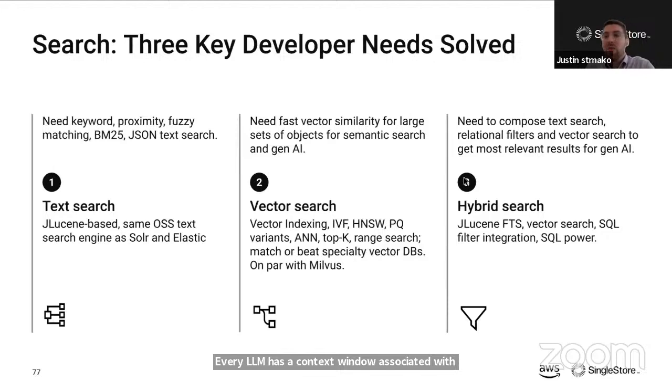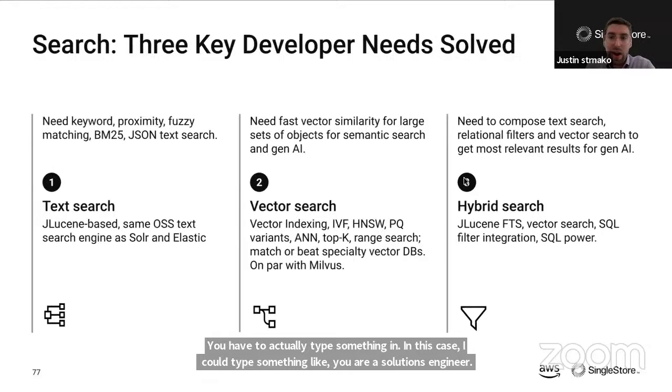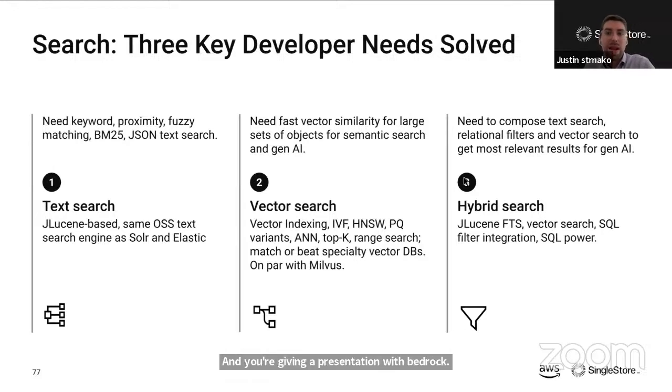And it's the same reason that when you ask an LLM a question, you don't simply just hit enter, right? It has no idea what you're asking about. You have to actually type something in. In this case, I could type something like, you are a solutions engineer, and you're giving a presentation with Bedrock, Anthropic, and SingleStore. What's the best way to integrate these three together?